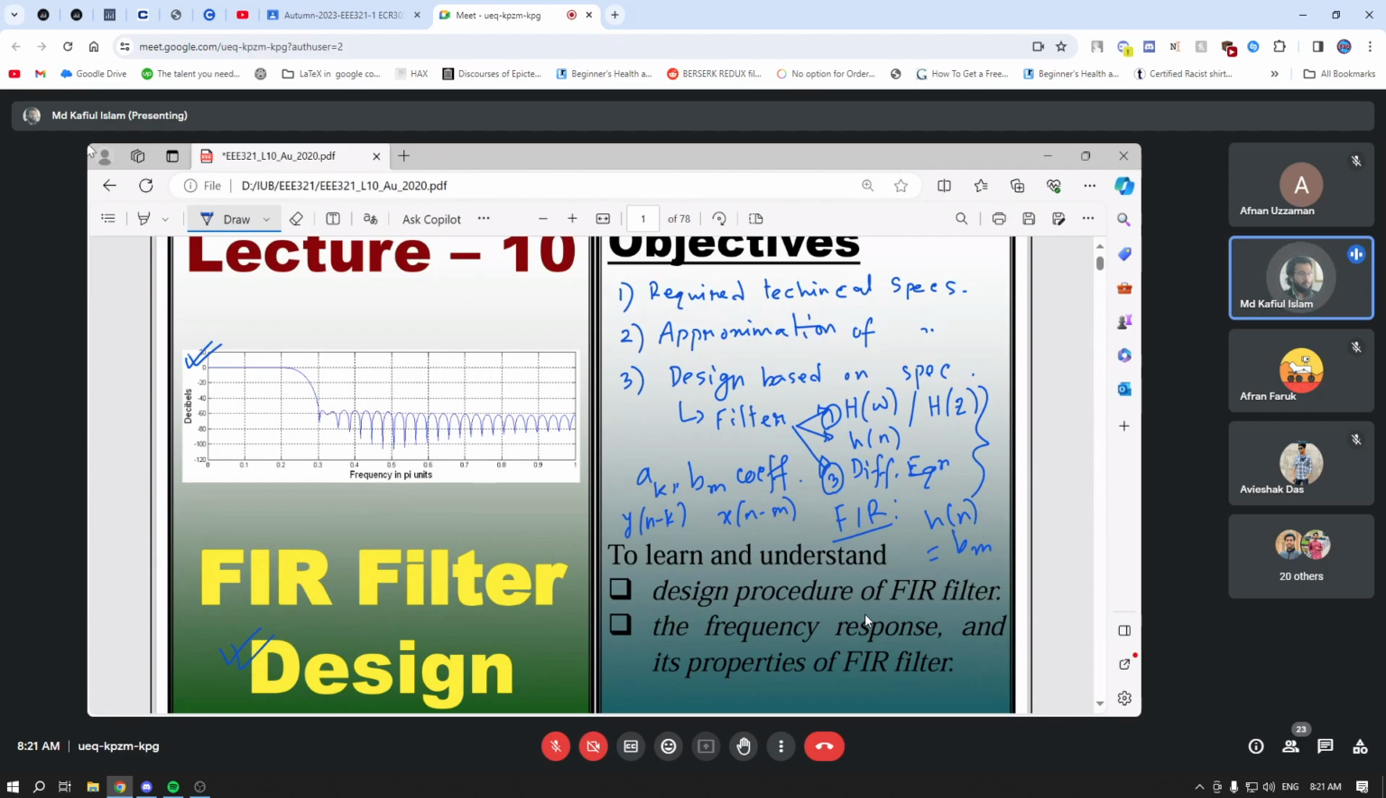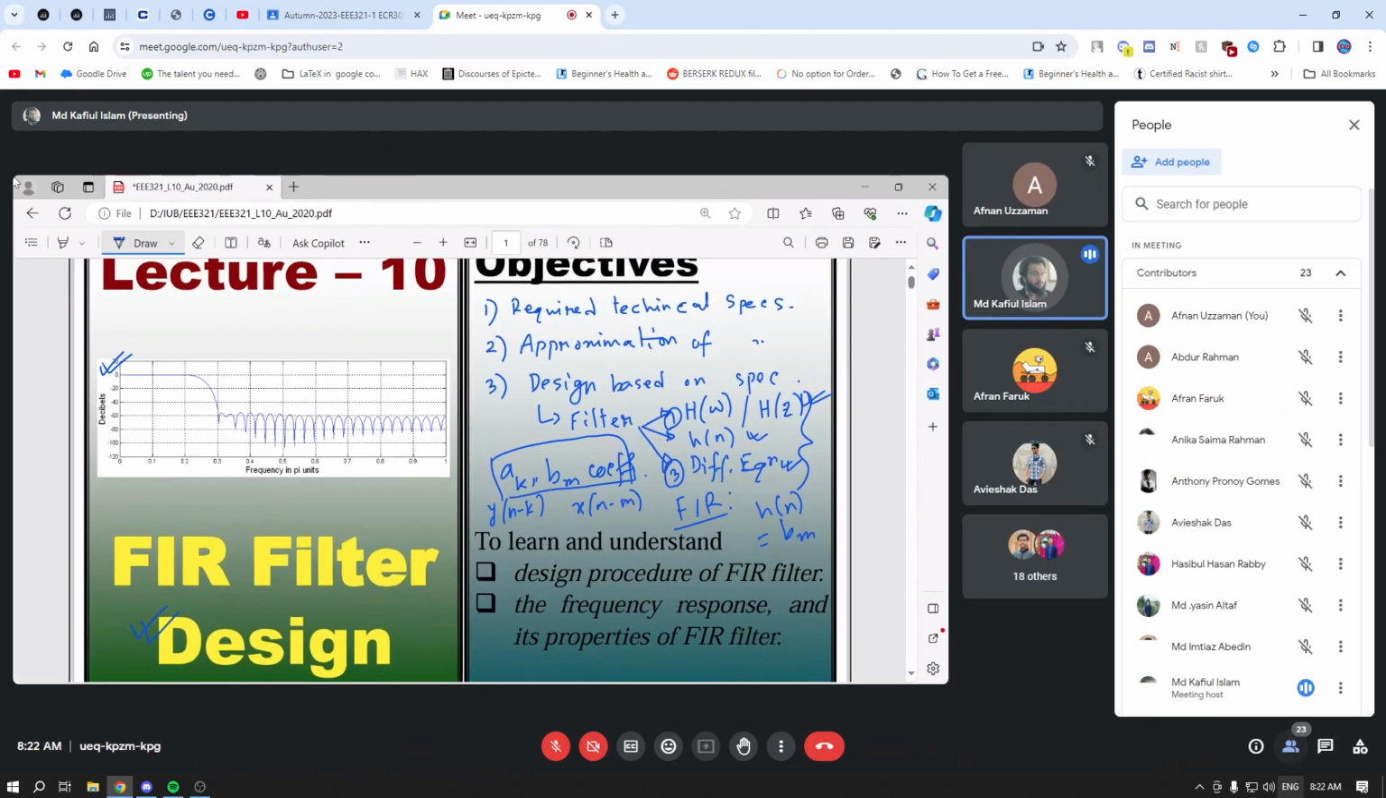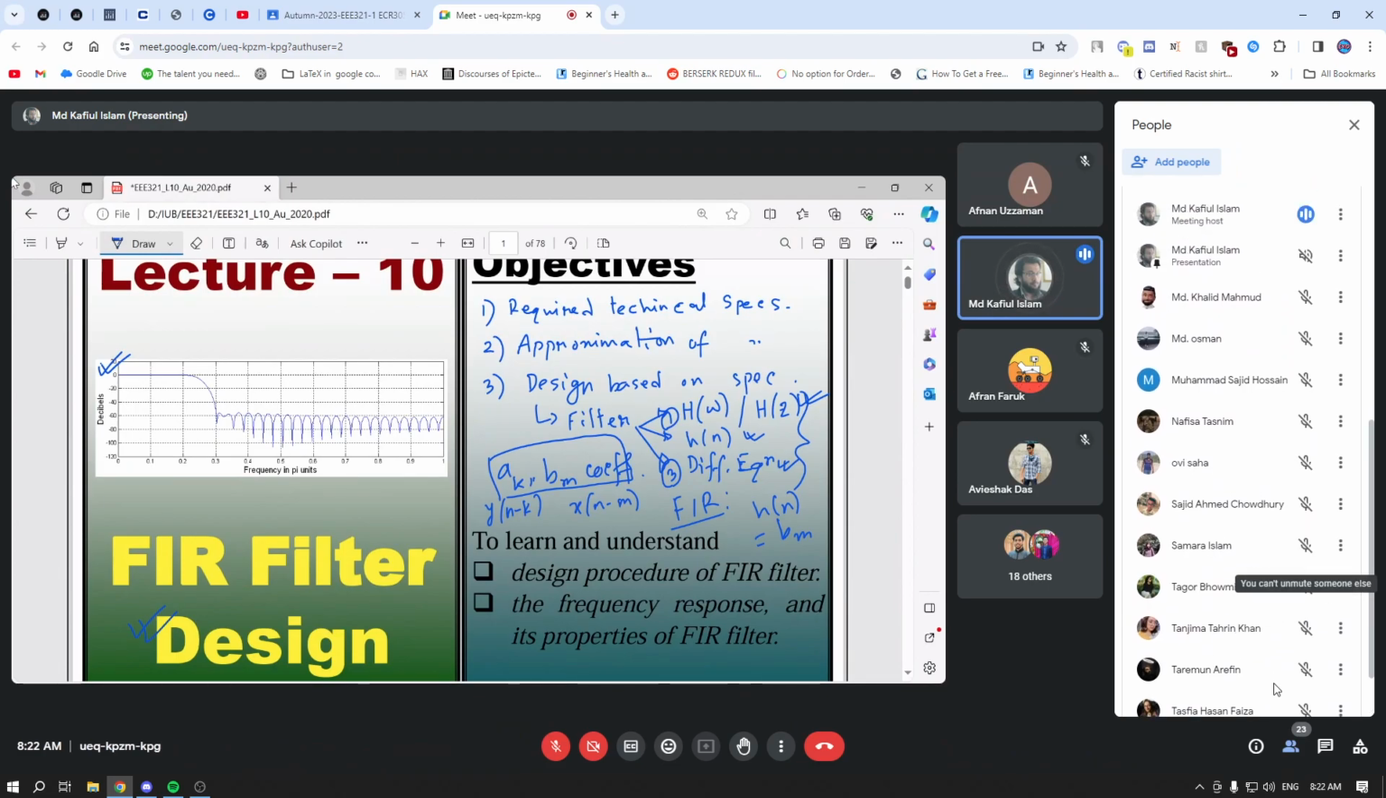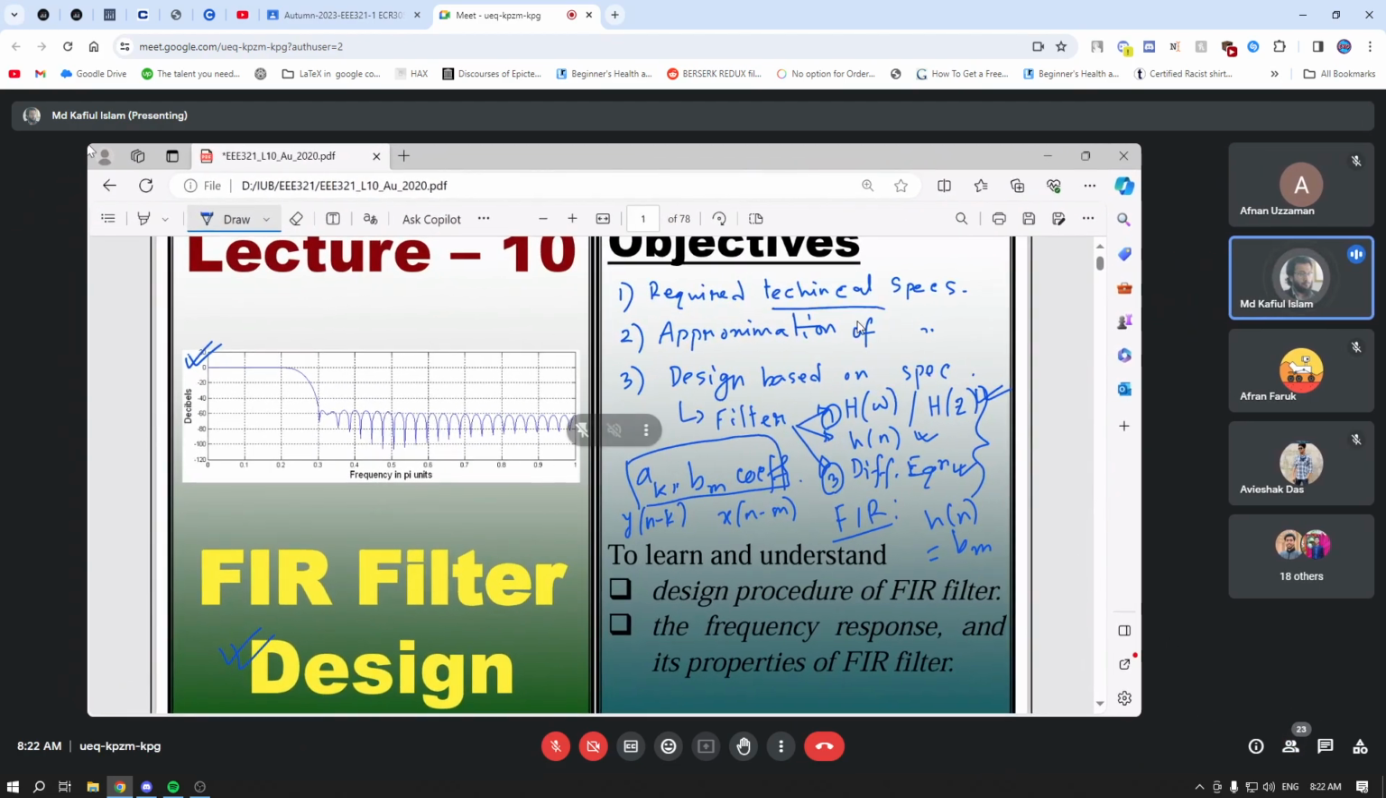So essentially, when we're talking about filter design, we're actually talking about getting the coefficients right. If we know the coefficients, then we'll be able to achieve the frequency response or system function or difference equation or the impulse response, right? And once you know any of these representations, that means you know the filter. That means the filter design is done. Now we'll talk about the basic technical specifications that are available for FIR or IIR filter design.